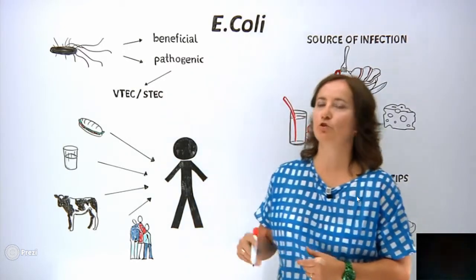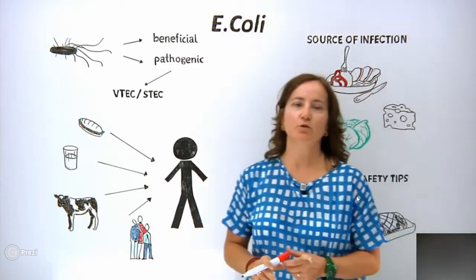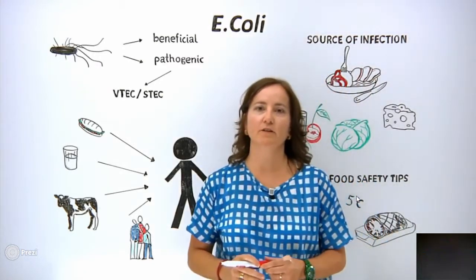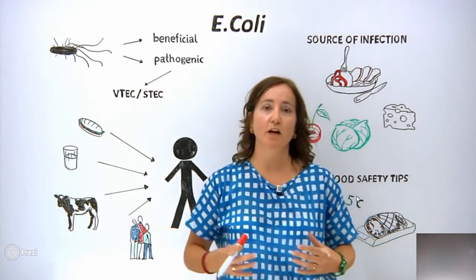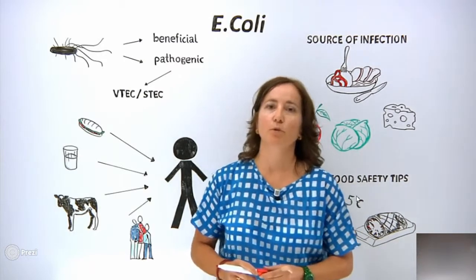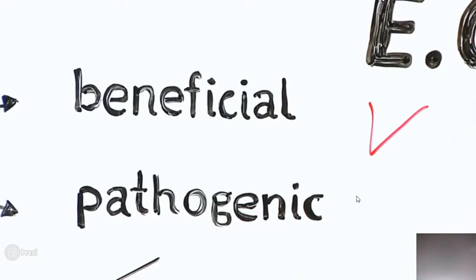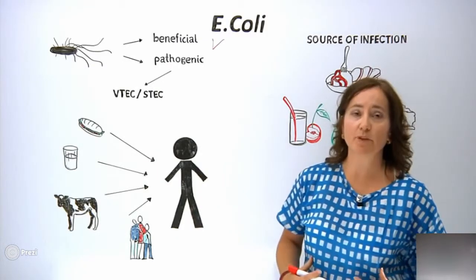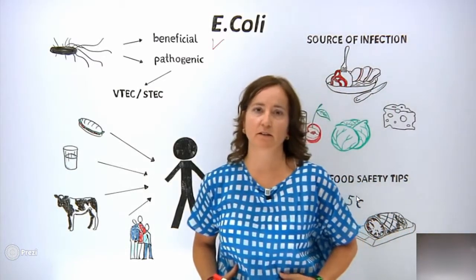Today, I will talk to you about Escherichia coli, or E. coli. E. coli are common bacteria in the gut of humans and warm-blooded animals. In fact, they are part of our normal bacterial flora. Most E. coli strains have beneficial functions. For example, they may prevent the establishment of harmful bacteria in our intestine.